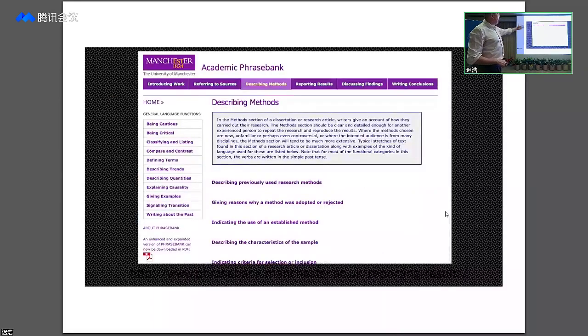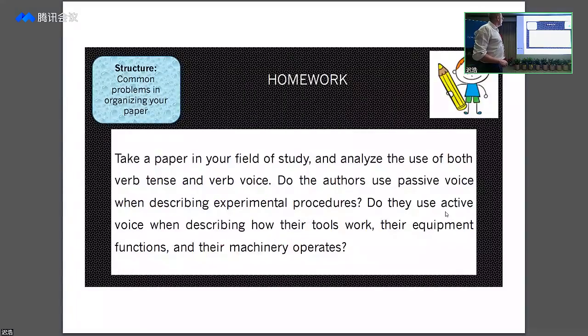Okay, that's that. Again, in the Manchester Phrase Bank, you'll find describing methods. All sorts of different examples you can find there. So again, homework, please have a look.